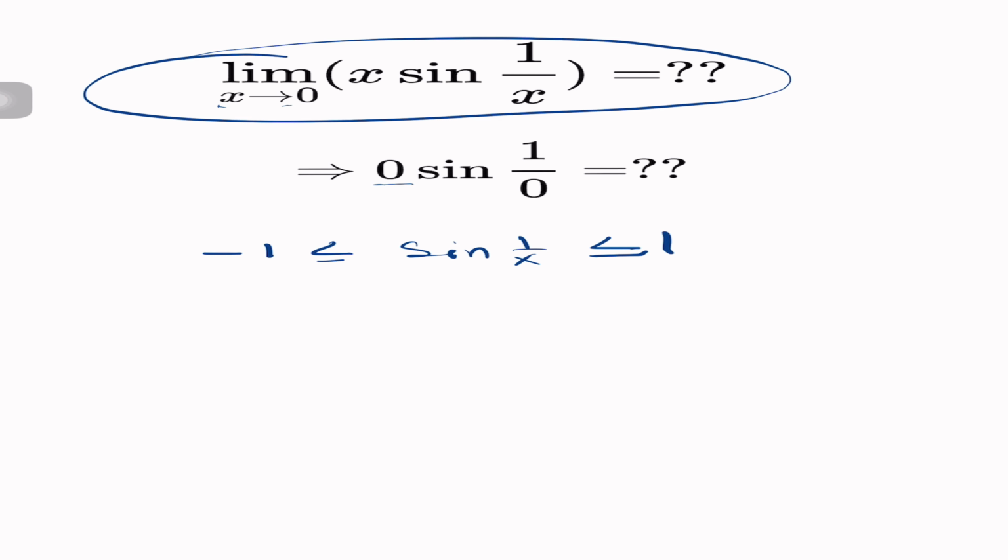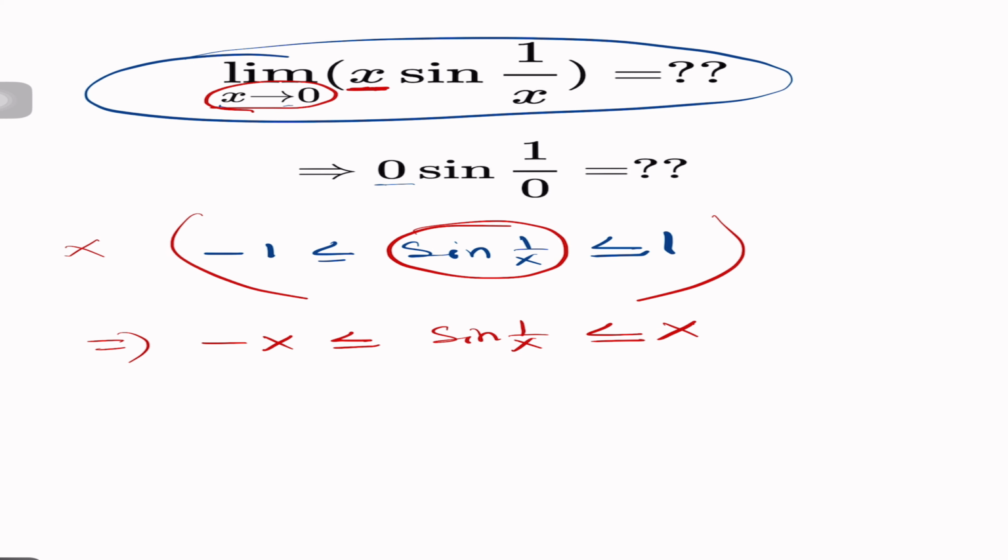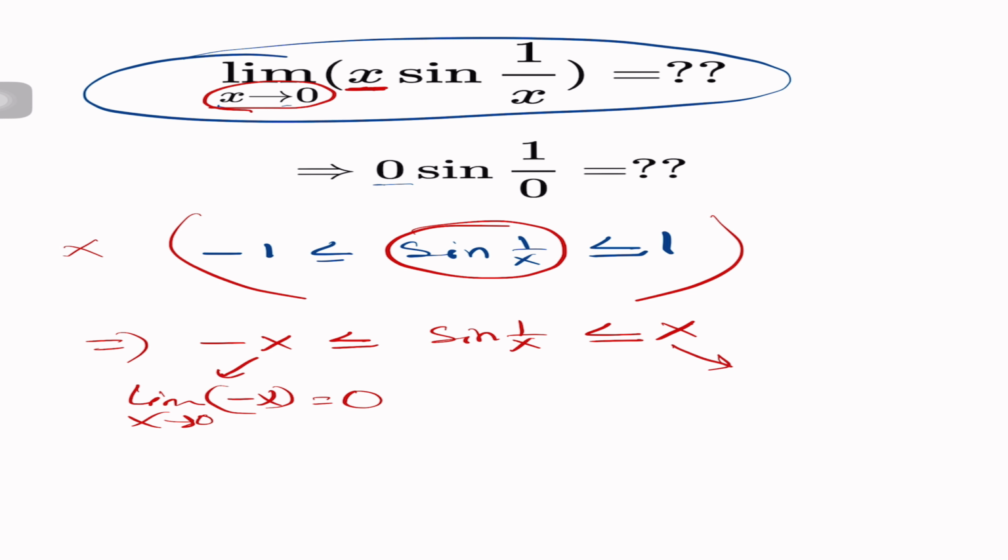So for sine of 1 over x, any value you plug in there, you always get an answer between -1 and 1. Since we have the x, we multiply this with x. If we multiply with x, we get -x, then sine of 1 over x, then x. Now since x approaches 0 here, the limit as x approaches 0 of -x gives 0. Same here, the limit as x approaches 0 of x is 0.